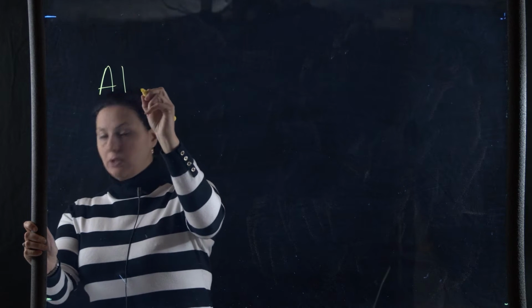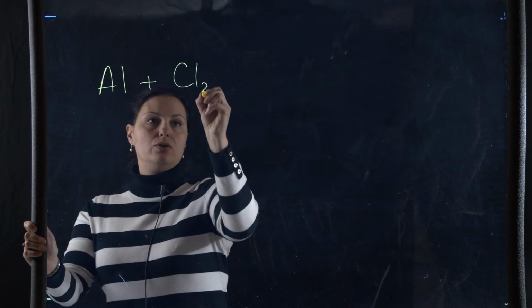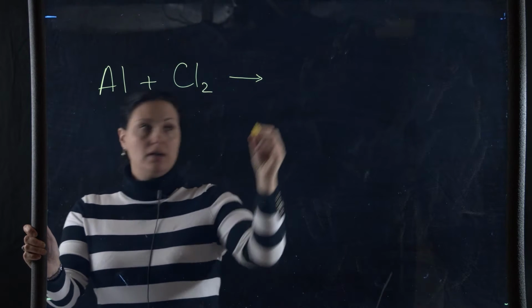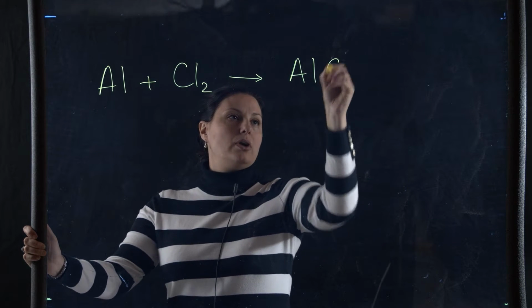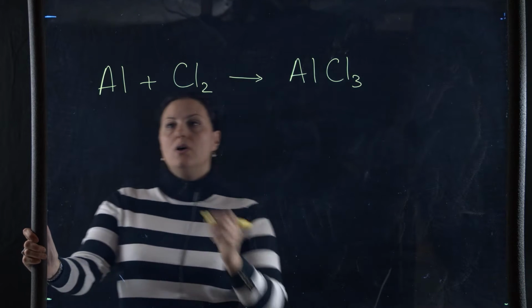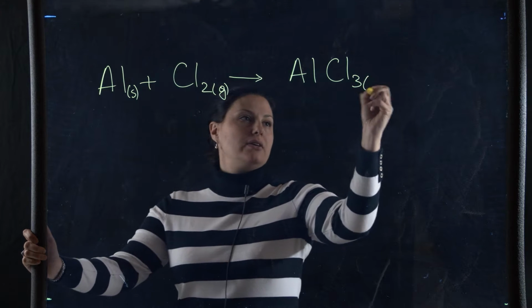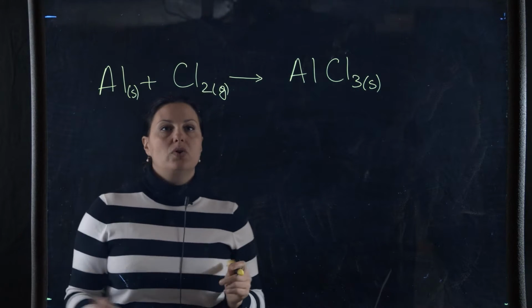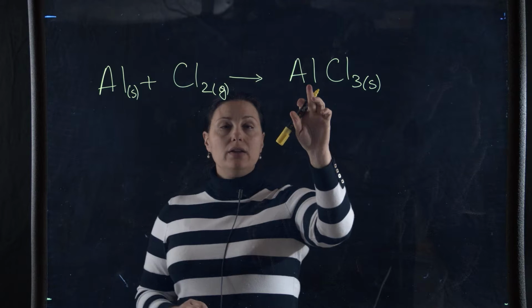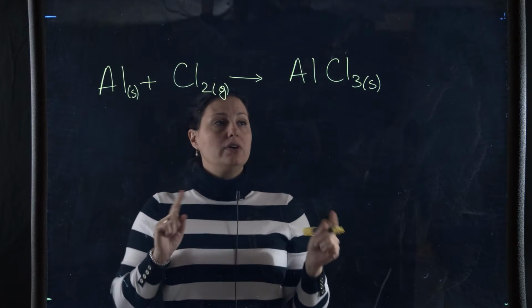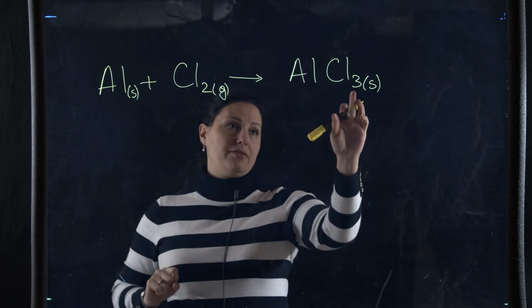Okay, let's take a look at how to balance chemical reactions. We are looking at slide 14 right now. We have aluminum plus chlorine gas gives us aluminum chloride. Okay, so this is solid aluminum, chlorine gas giving us solid aluminum chloride. Okay, we see that we have one aluminum, one aluminum. However, when we look at the chlorines, we have 2 here and we have 3 here.